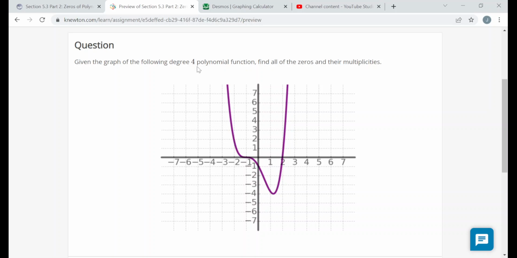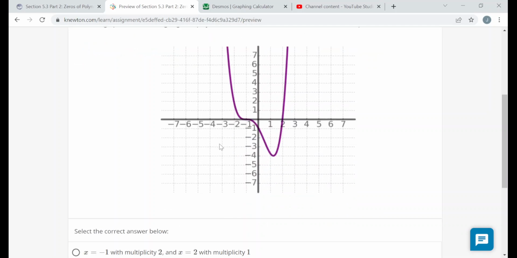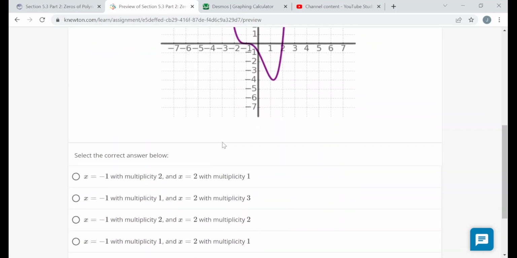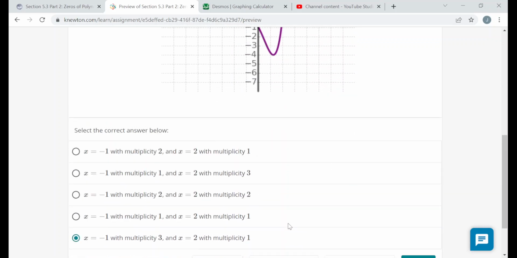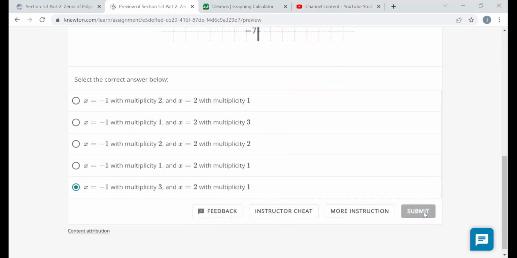And those add up to 4. Right? The multiplicities should add up to the degree. So 2 with a multiplicity of 1 and negative 1 with a multiplicity of 3. Or sorry, yeah, 3 right here. Negative 1 with a multiplicity of 3, 2 with a multiplicity of 1. That's exactly what I said earlier. And that should be good.